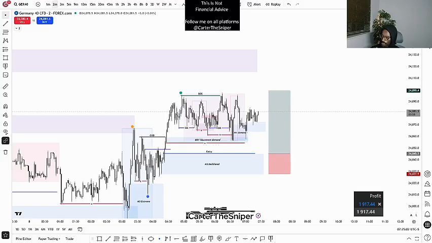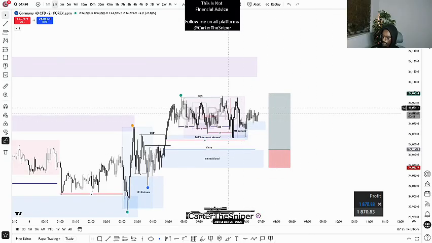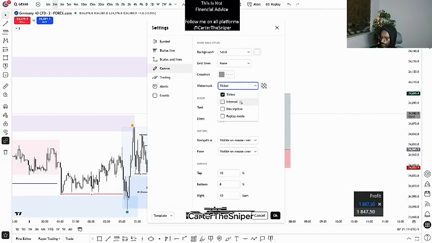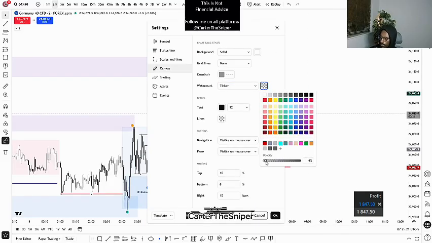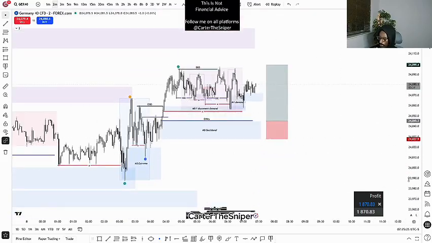So today, obviously, we're on German 40. Let me just make sure that the watermark ticker. Let me replay mode. Yeah, but that's a bit too deep. I don't like that. It's too dark. Perfect. We can all see German 40, right? Alright, cool. So let's get into it.